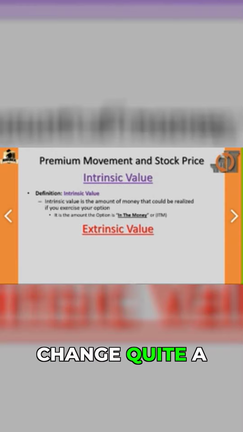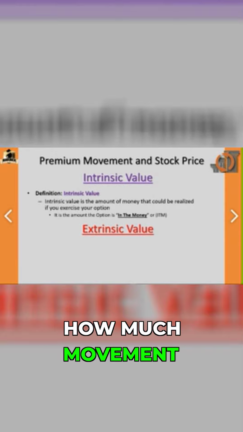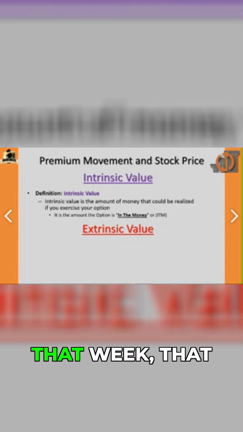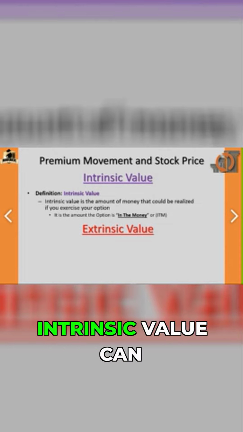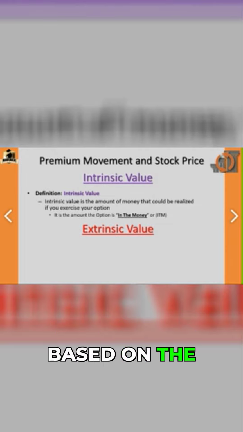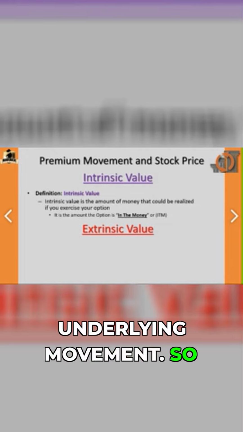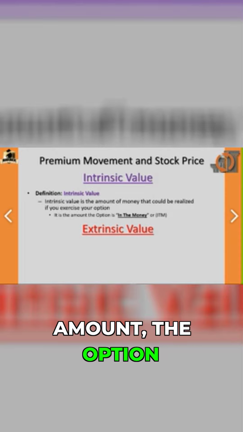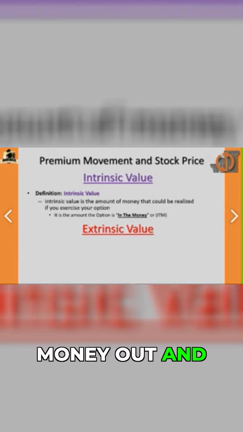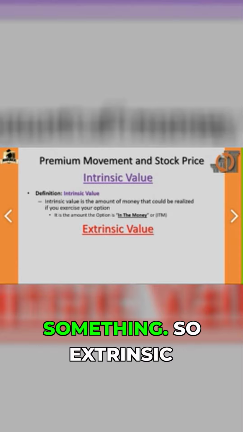Intrinsic value can change quite a bit depending on how much movement the underlying stock decides to put in that day, that week, that month. So understand, intrinsic value can change, will change, I should say, based on the underlying movement. So it is the amount the option is in the money. And I'm going to explain the in the money and out of the money. So in the money is very simple. It means it's worth something.